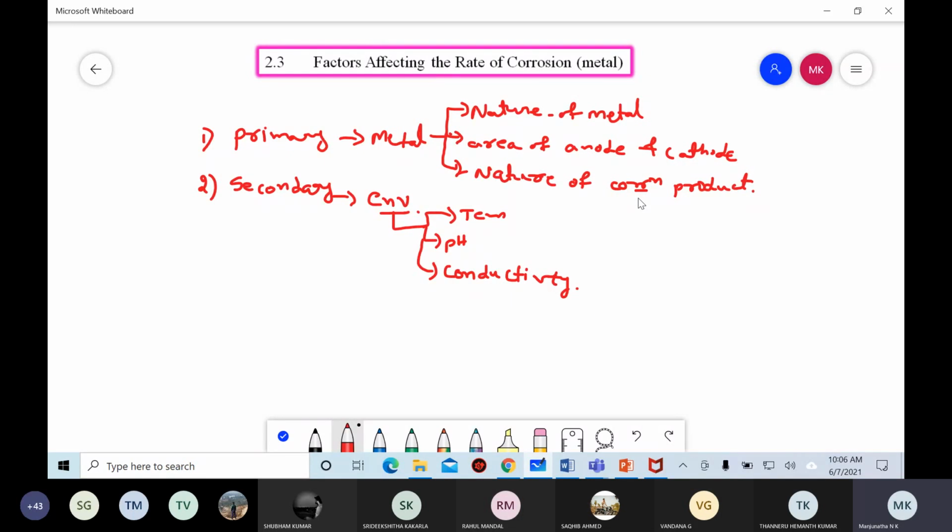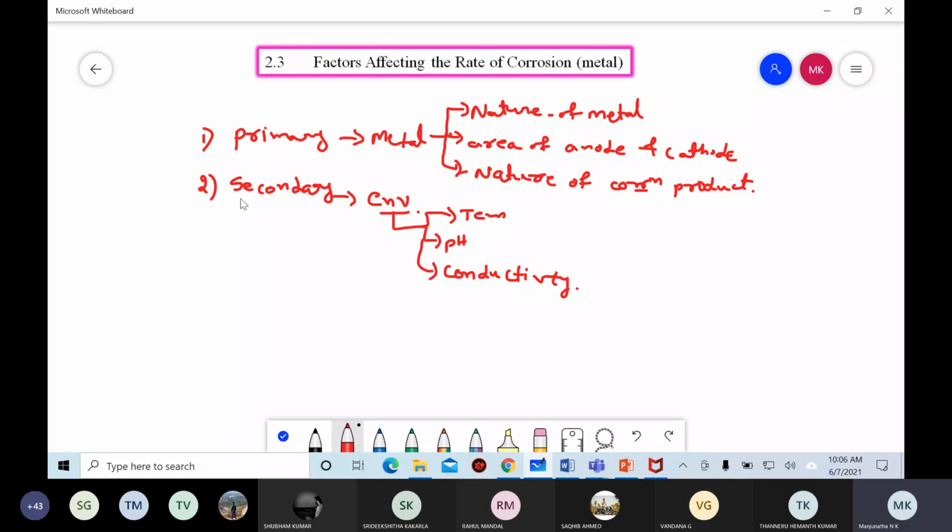Generally, whatever oxide layer is formed on the surface of the metal, that oxide layer is referred to as a corrosion product, and on the basis of the nature of that oxide layer also, sometimes the metal undergoes corrosion very fast, sometimes very slowly. This is the first one, primary factors due to the metal: nature of metal, area of anode and cathode, nature of corrosion product.